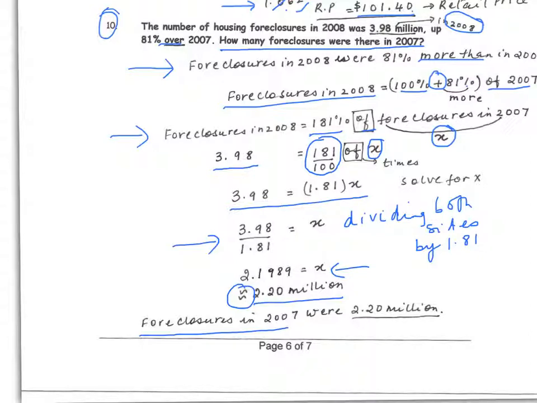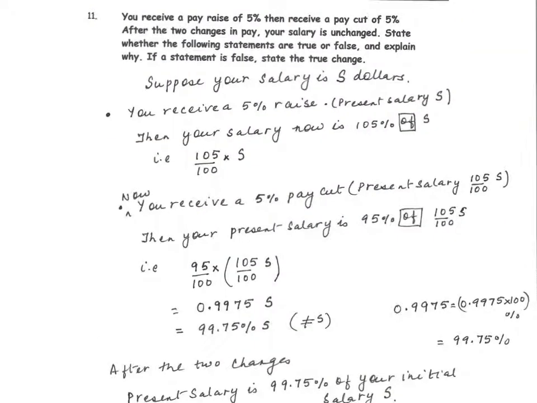And the foreclosures in 2008 were 81% over 2.20 million, and it makes sense that the foreclosures in 2008 were about 3.98 million. So in problem 11, you're earning a certain amount of money. You receive a pay raise of 5%. So your pay increases by 5%, and consequently, you receive a pay cut of 5%.